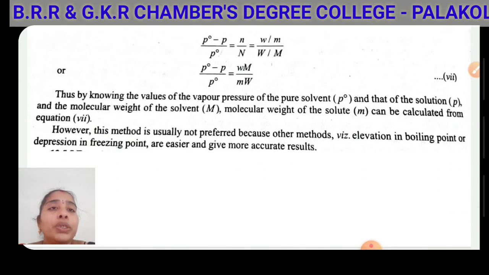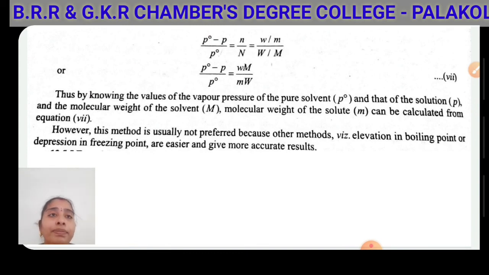However, this method is usually not preferred because elevation in boiling point or depression in freezing point easily gives more accurate results. Using relative lowering of vapor pressure, we can calculate the molecular weight of the non-volatile solute particles, but the other methods are easier and more accurate.